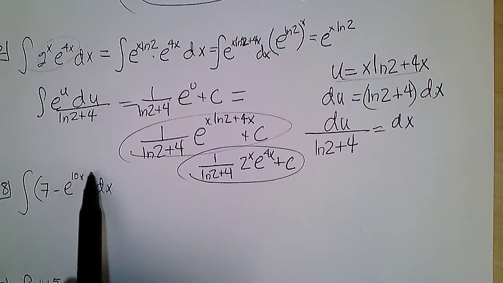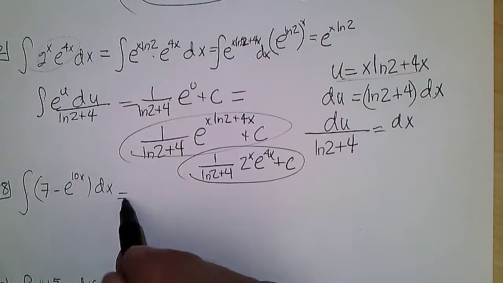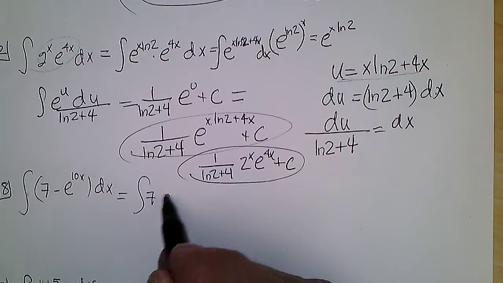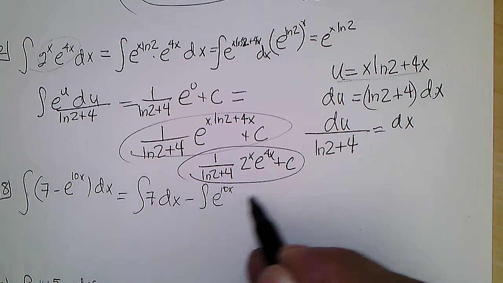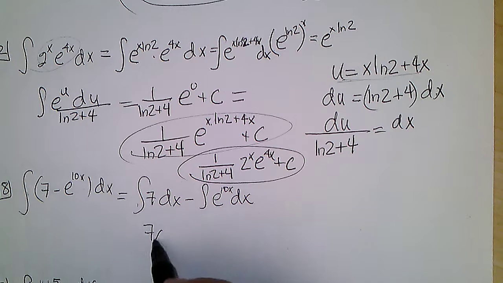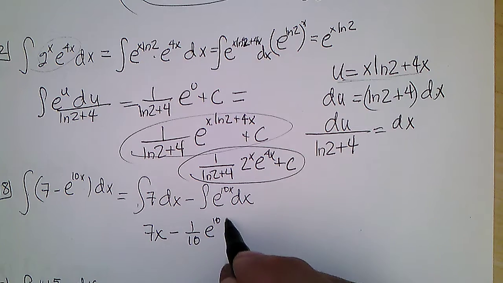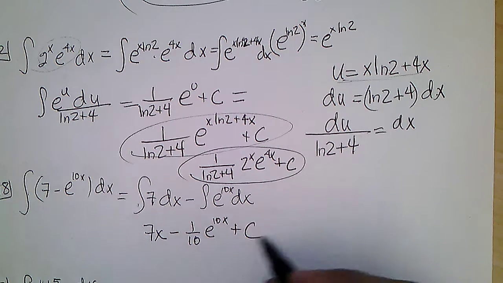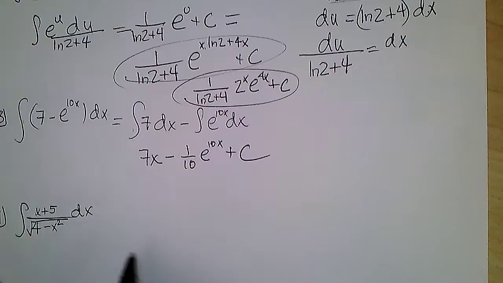Well, you don't have to make this complicated. This can split up into the integral of 7 dx minus the integral of e to the 10x dx. The integral of 7 is 7x, minus the integral of e to the 10x, which is 1/10 e to the 10x. And this one.